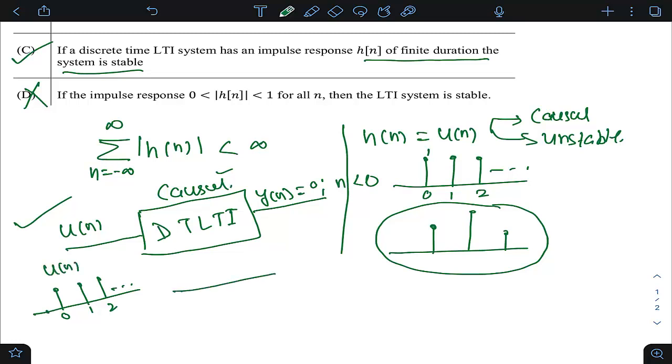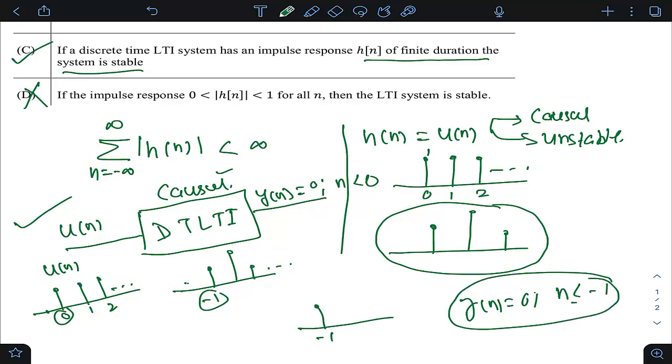Now h of n can be any h of n. Let's say this is how h of n looks. Suppose for example I am saying that this is starting at minus 1. If it is starting at minus 1, then y of n will start at 0 minus 1, that is, minus 1. But they are saying that y of n is 0 for n less than 0, that means y of n equal to 0 for n less than or equal to minus 1. So it makes sense because u of n is starting at 0, so definitely h of n is starting at some value n greater than or equal to 0.